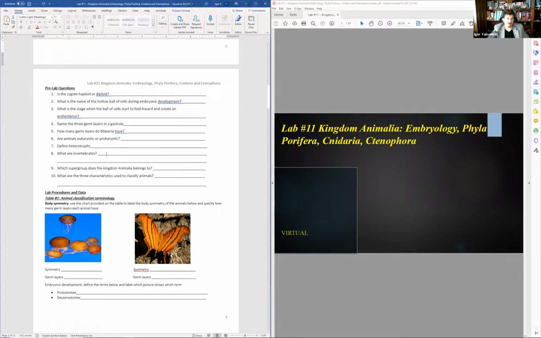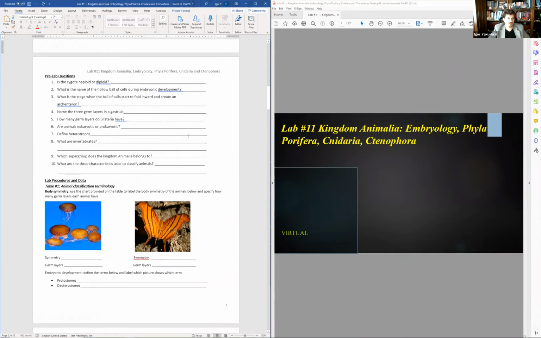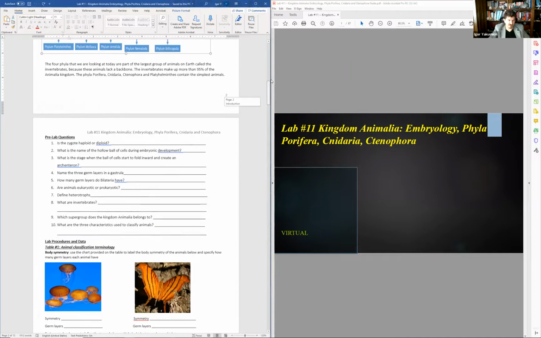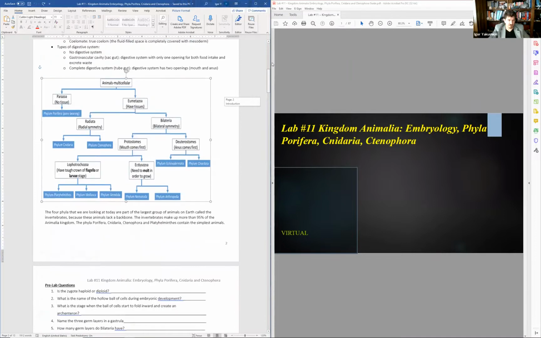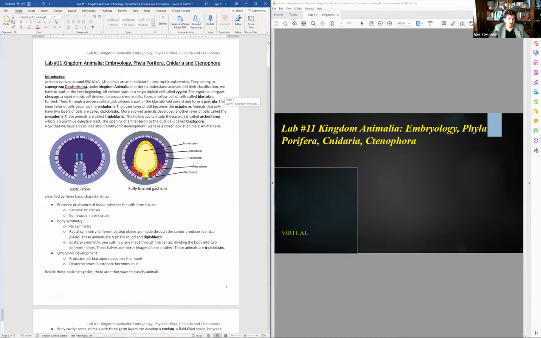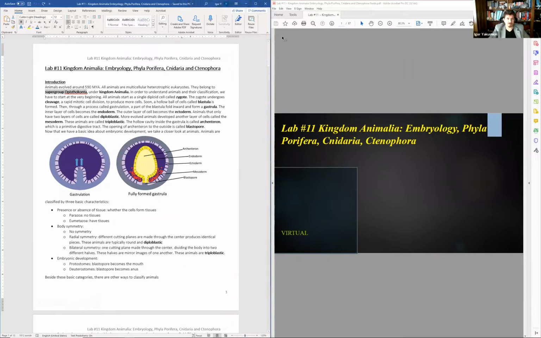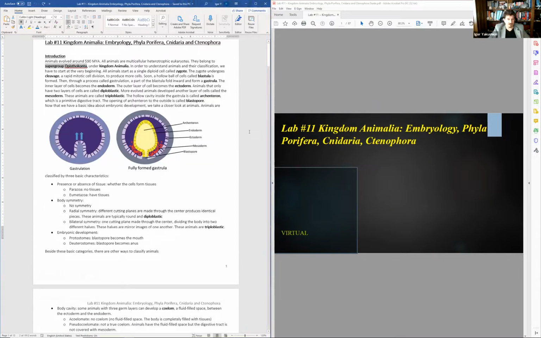What are the invertebrates? Invertebrates are a group of animals, the largest group of animals, which does not have a vertebral column. Which supergroup does the kingdom Animalia belong to? The same group as the choanoflagellates and the same group as the fungi, known as Opisthokonta. I think there should be the name. Yeah, here we go. Opisthokonta right here, supergroup.